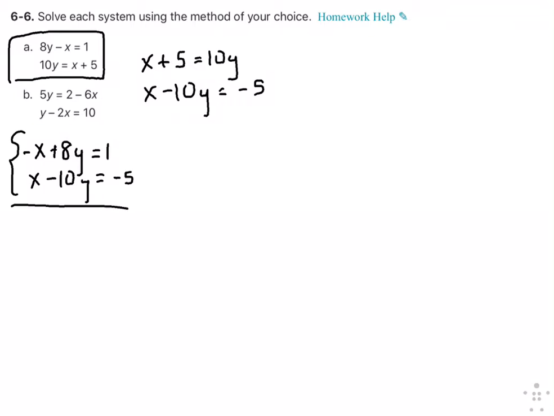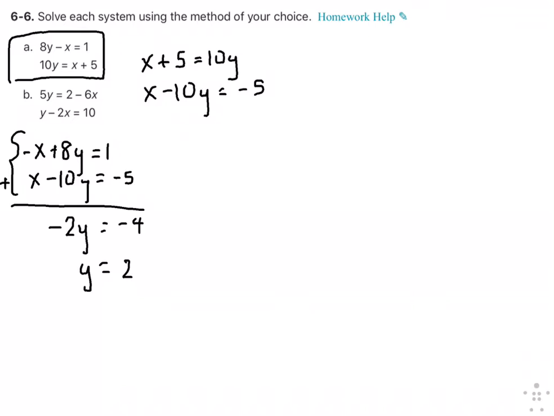I'm going to use elimination, right? Because I have an x and a negative x. So I'll add both these equations. So 8 and negative 10 is negative 2y. 1 and negative 5 is negative 4. So y equals 2, right? Negative 4 divided by negative 2.